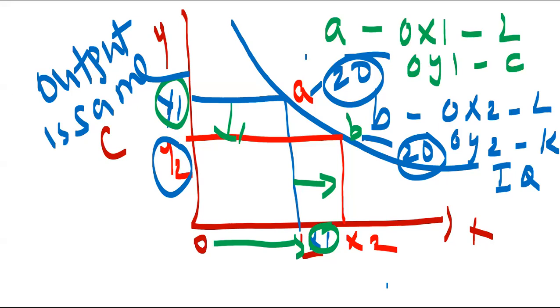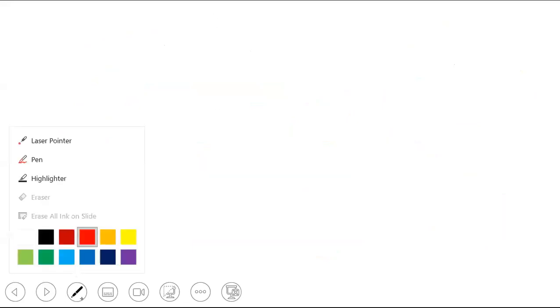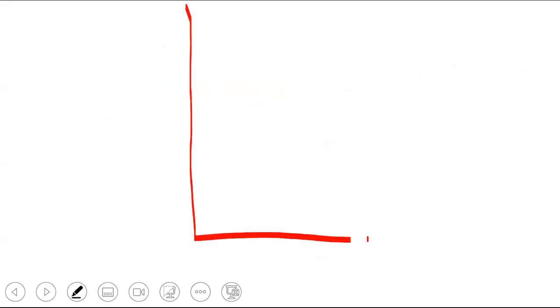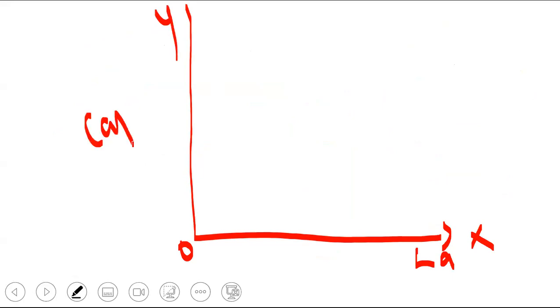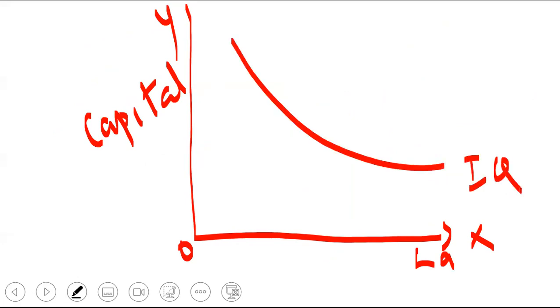देखो, same diagram I am rubbing and drawing. Same diagram. Draw the diagram along with me. Draw the diagram. One minute. X-axis labor, likho. Y-axis capital, likho. Draw the isoquant. IQ stands for isoquant. A point mark karo A. Draw along with me. This is step number one. This is step number two.